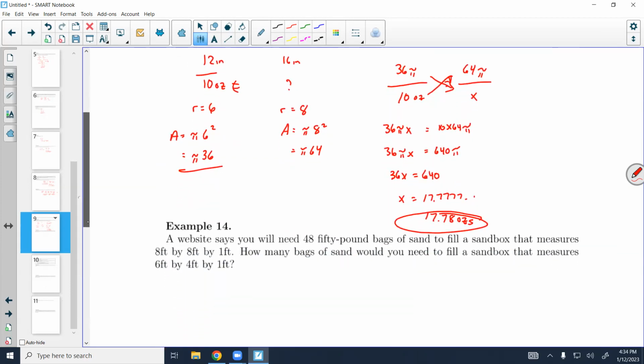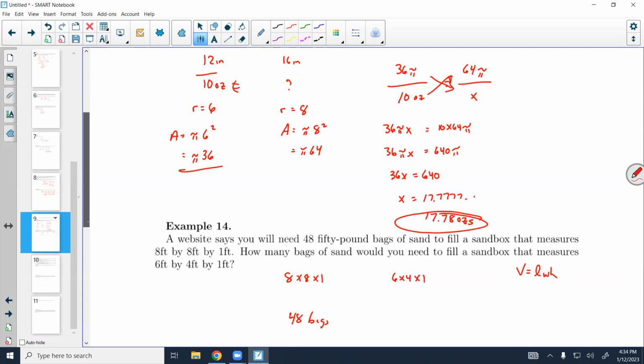Same type of problem. We have a website that says you need 48 50-pound bags of sand to fill a sandbox that measures 8 by 8 by 1. How many bags of sand would you need to fill a sandbox that measures 6 by 4 by 1? So we need 48 bags here. We're looking at volume. Volume is length times width times height.